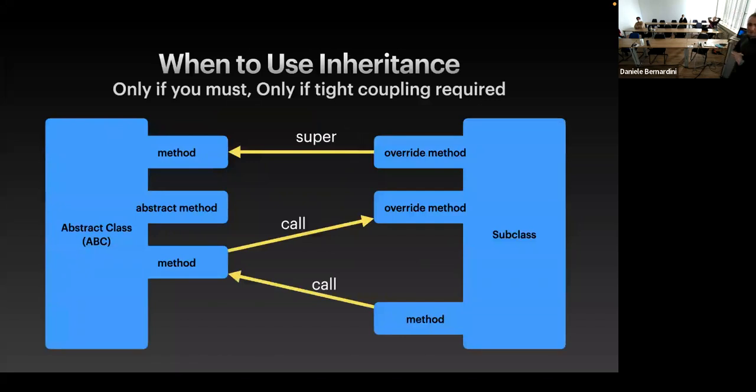Let's recap. When to use inheritance? Inheritance is usually useful when you have overriding methods and you need them because you want to reuse the code. When you have back and forth calls, like the subclass actually needs to call the superclass and needs to rely on those methods being there, as well as the superclass needing to call the subclass and rely on those methods being there, because there are some abstract methods that need to be implemented in the subclass.